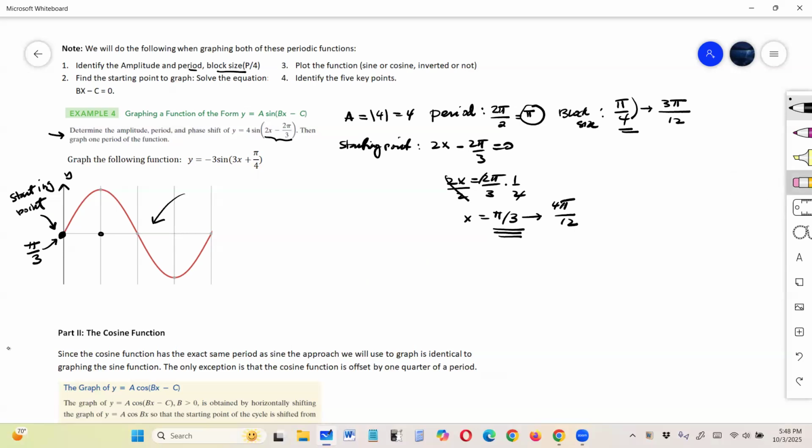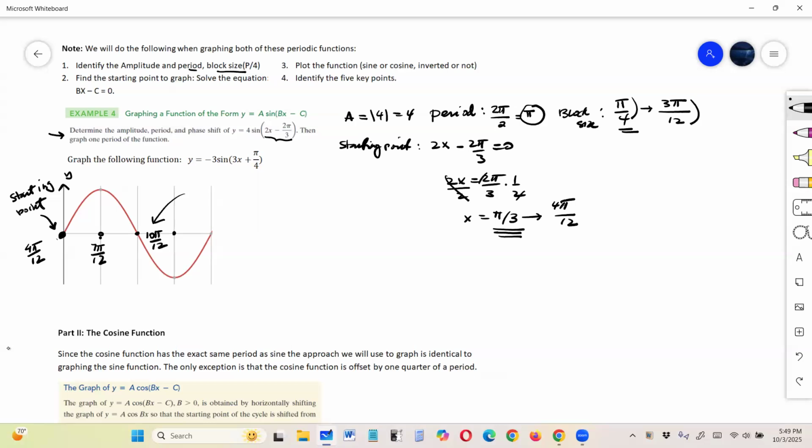The reason I'm doing this is the following. Now, look how easy it is. Instead of writing the starting point as pi over 3, I'm going to write it as 4 pi over 12. Now, the next location is a block size away. Now, the block size is 3 pi over 12, so 4 pi over 12 plus 3 pi over 12 is 7 pi over 12. The next point that we need to find is 3 pi over 12 away. So this is 10 pi over 12.